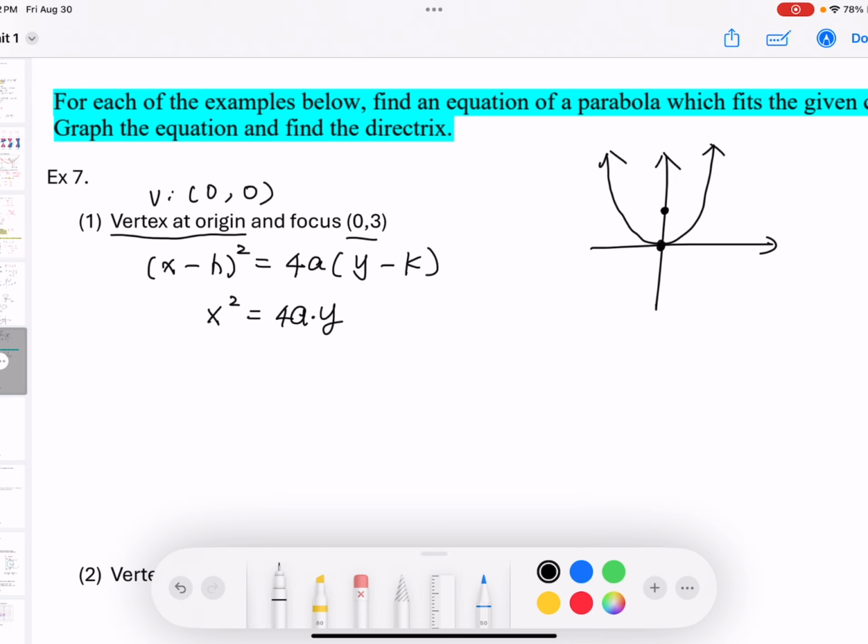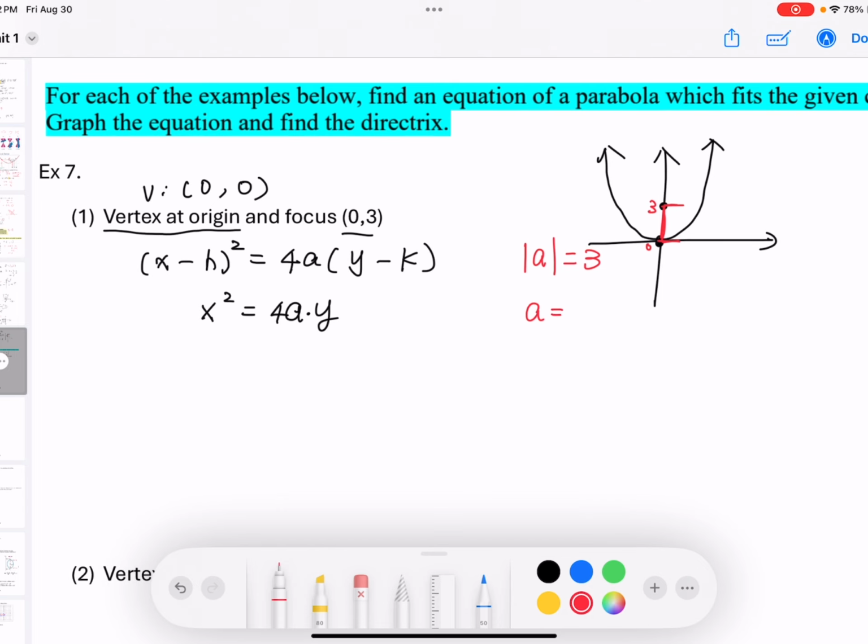4a, what is the a? Do you remember? The absolute value of a is the distance from here to here. So I know from 3 to 0, the distance is 3. Is a positive or negative? Positive. It opens upward, so a is positive 3.